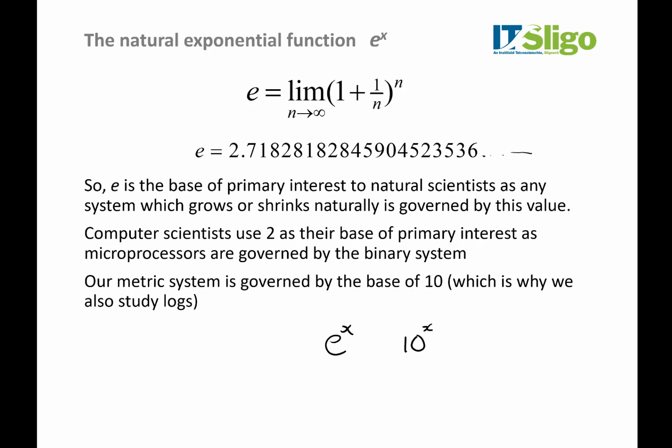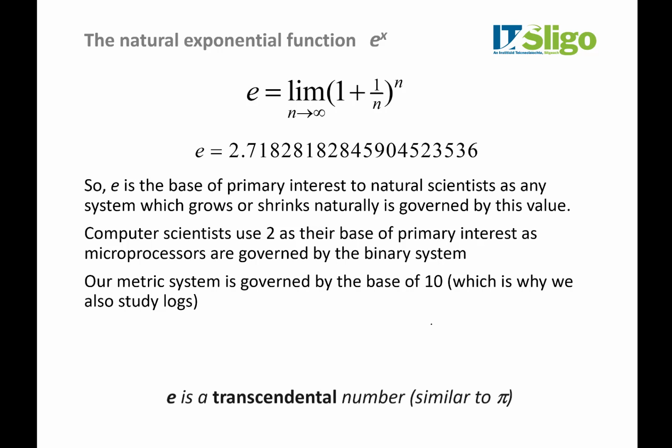Now, we studied logs in the previous lecture, so I won't go back into them. And as I said in the last slide, E is a transcendental number. It's similar to pi. So that's the basis of this value E. But the one thing to recognize, guys, is it's just a number. It's simply a very important number to natural scientists. But other than that, it's simply just a number.